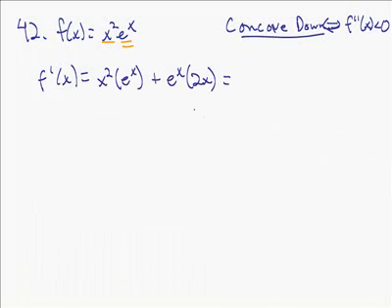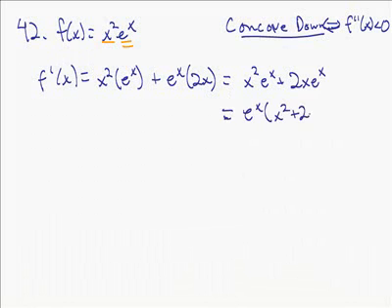Let's see if we can simplify this a little bit. Can't really. We got x squared e to the x plus 2x e to the x. What I may do here actually is go ahead and factor out an e to the x out of both terms. So I have e to the x times the quantity x squared plus 2x. Alright, now we're going to need that second derivative because, again, I'm looking for where my concavity is downward, which means my second derivative is negative.